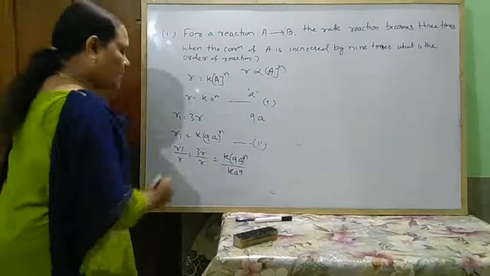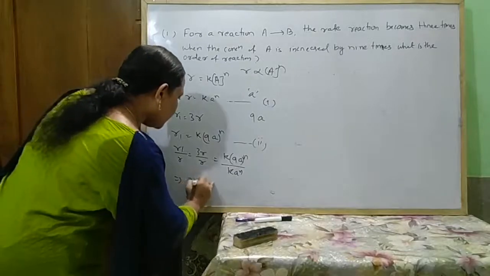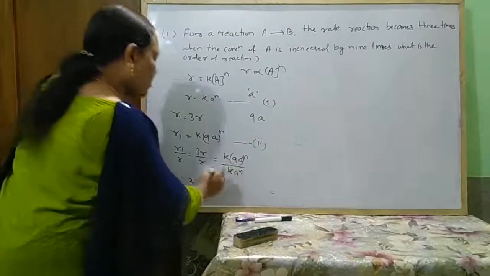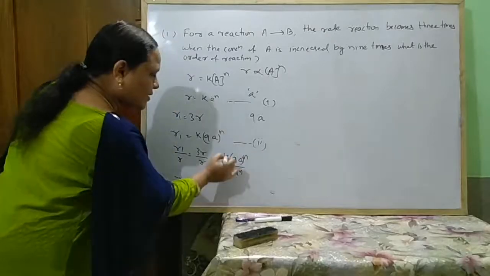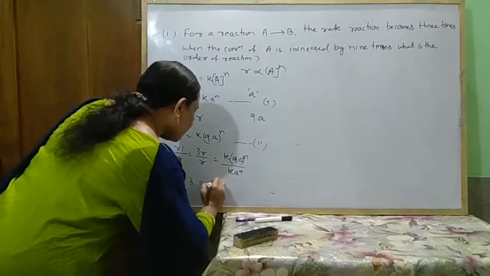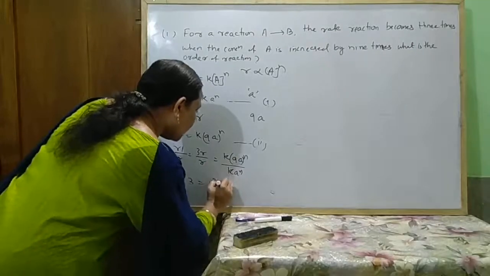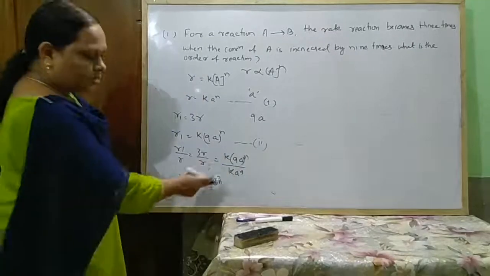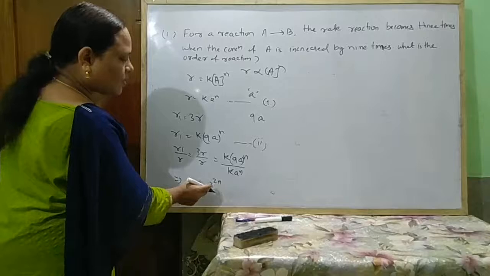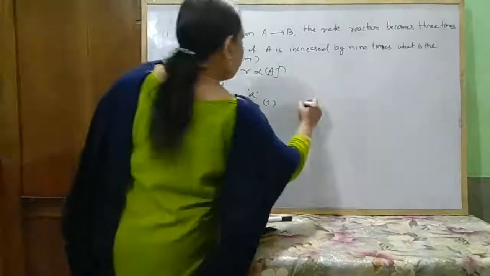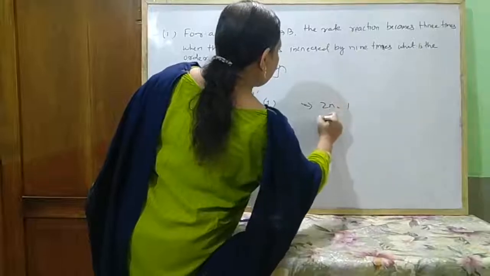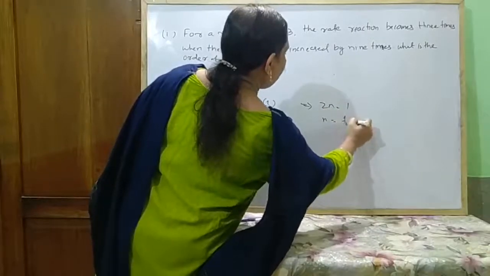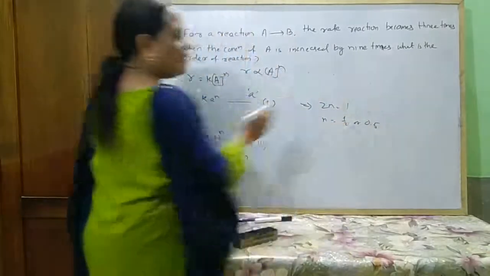So 3 equal to, K cancels, A to the power N cancels, that is equal to 3 to the power 2N. You know 9 equal to 3 to the power 2. So 3 equal to 3 to the power 2N. So this implies that 2N equal to 1 and N equal to half or 0.5.